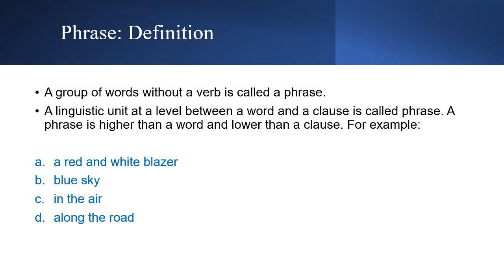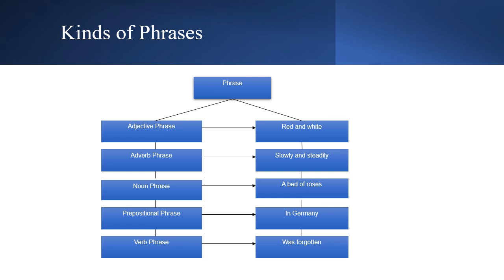Now in the next slide we are going to look at the kinds of phrases. So the first kind is adjective phrase, and here's the example. Adjective phrase means it should be a group of words with an adjective in it. So for example, red and white. Now these words also act like adjectives. Okay, red is a noun as well, white is a noun as well, but when we say red and white blazer or red blazer or red car, they also act like an adjective. So that's why it is an adjective phrase.